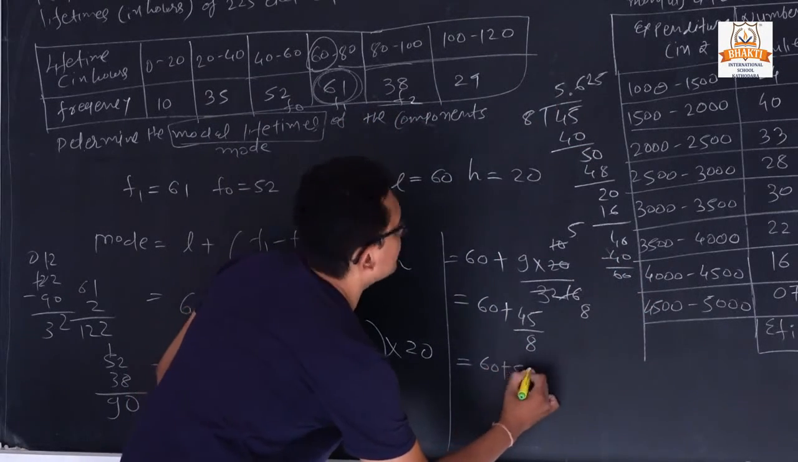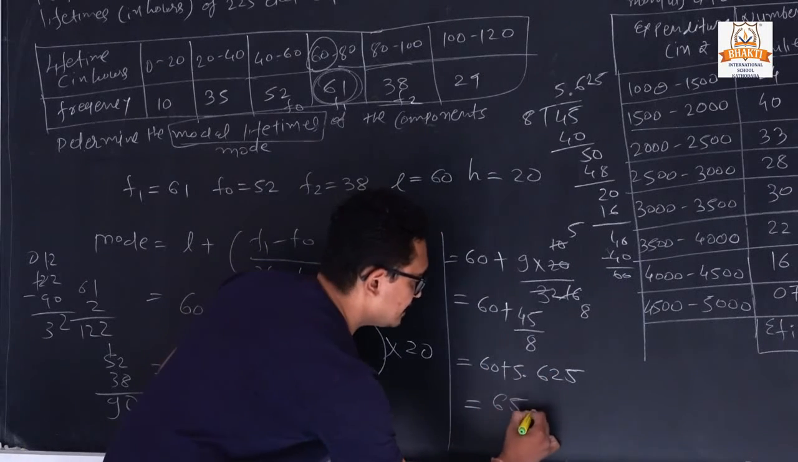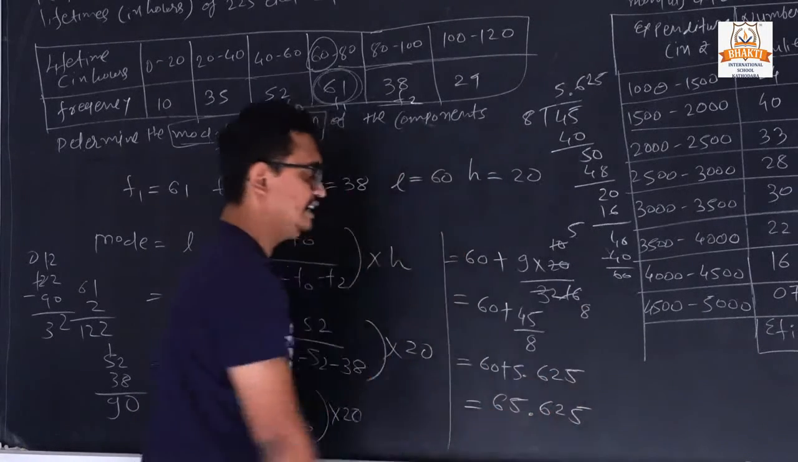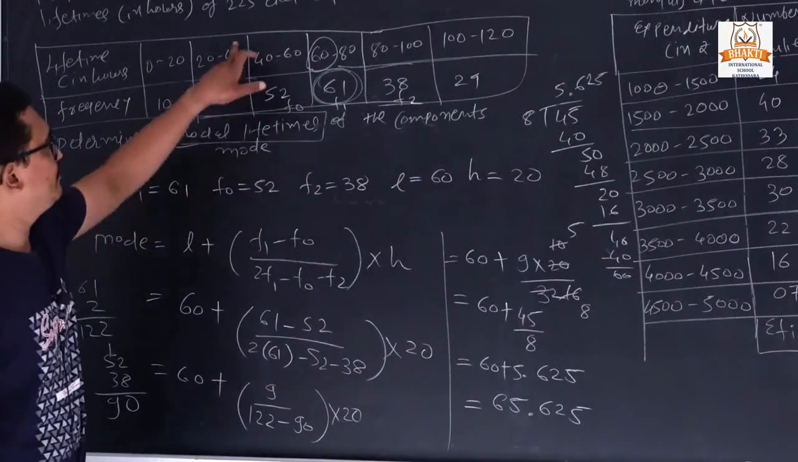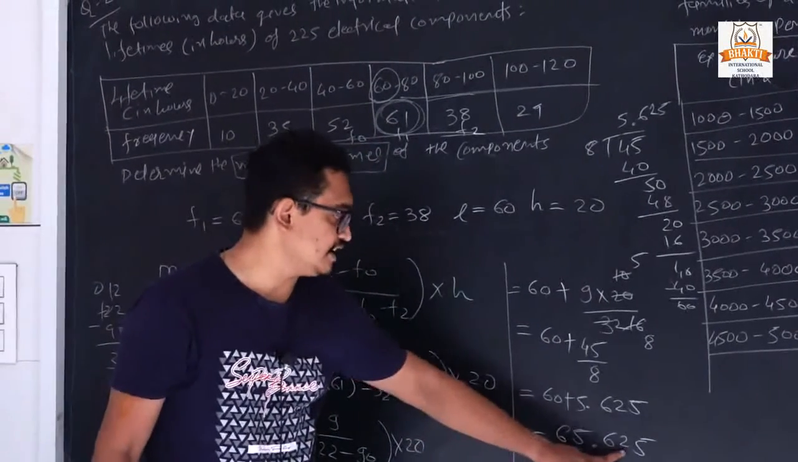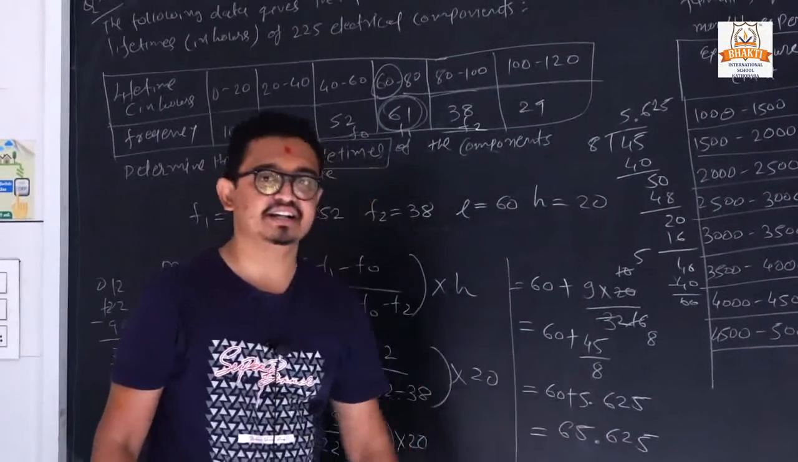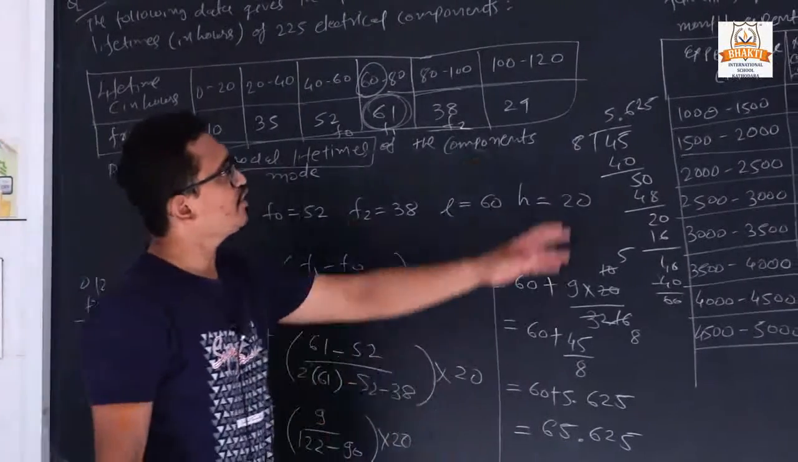So the answer is 5.625, so 60 plus 5.625 is 65.625. So what does it mean? The modal lifetime of that bulb is 65.625, so it is the mode of that data. Now we are going on to the next question.